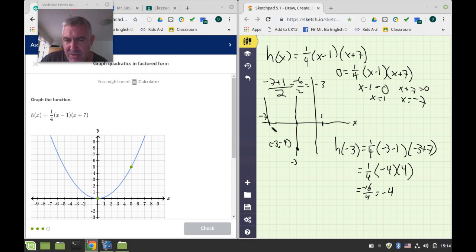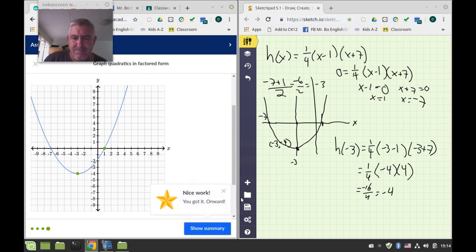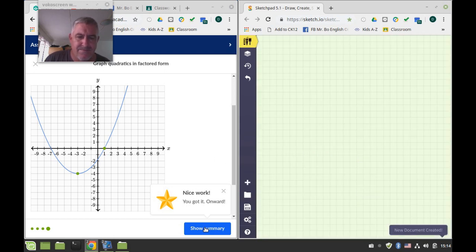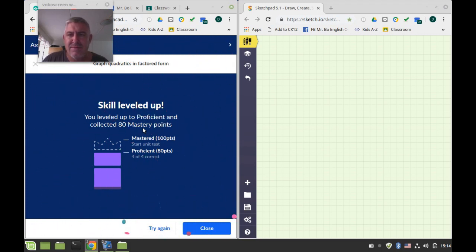And then if I want to sketch out my parabola, I can do it just like that. Alright, so let's go ahead and get our answer here. -3, -4, and there's 1. Let's check to make sure the other one, yes, that crosses out at -7. Everything looks good. Alright, so those are all the problems for our graph quadratics in factored form practice.